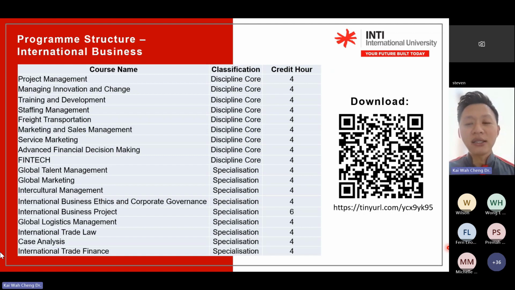One more thing is, after you scan the QR code, maybe you are unable to access the document. So you need to click request access. At the end of these sessions, we will open the access for you. But at this moment, I hope everyone can scan the QR code first, and then click the request access button. Or you may just screenshot your screen now. This is for international business.